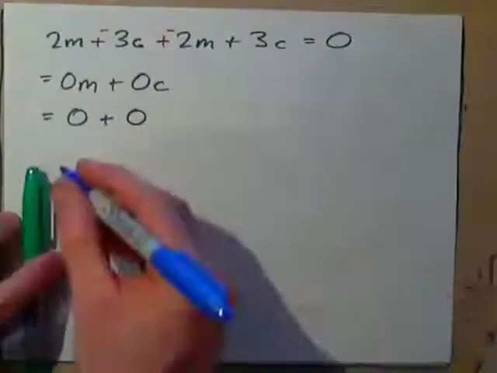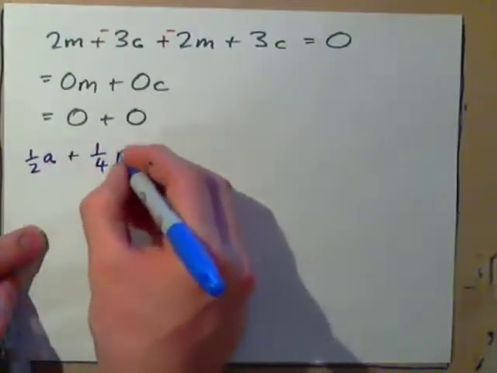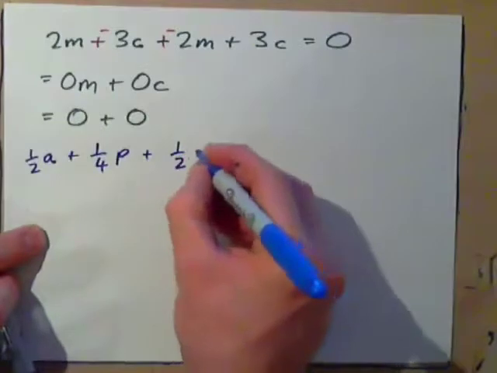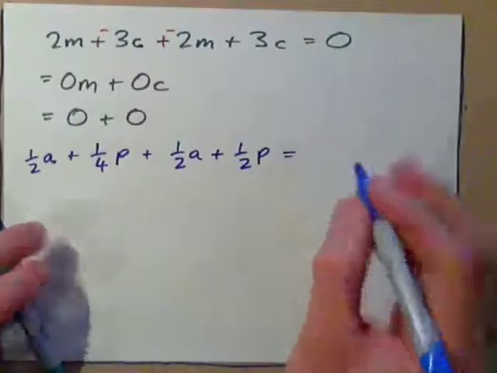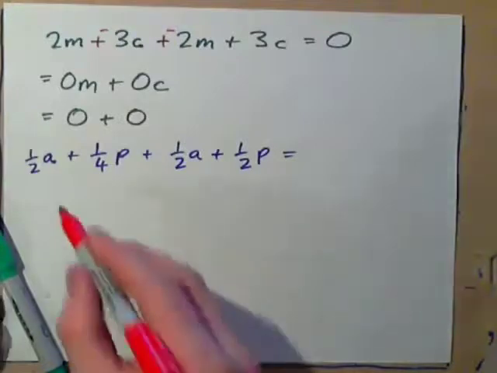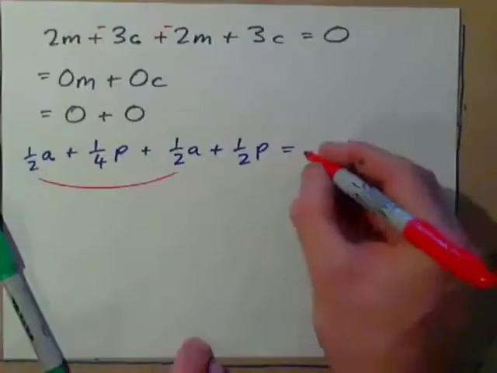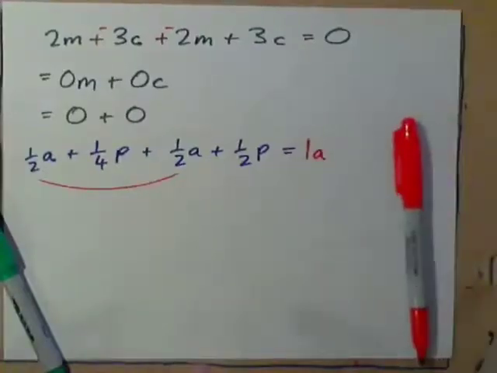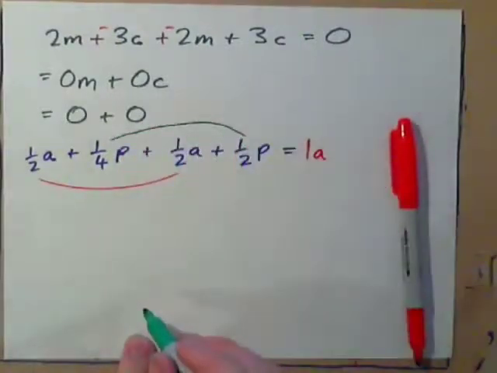How about this? One half of an apple plus one quarter of a pear plus one half of an apple plus one half of a pear. What would that be? And again, we've got to add like terms. We can add fractions if we like. Half an apple plus half an apple. Let's have a look at that. Half a plus half a. Does that make one a? Right? How about the quarter and a half? A quarter of a pear plus half a pear.